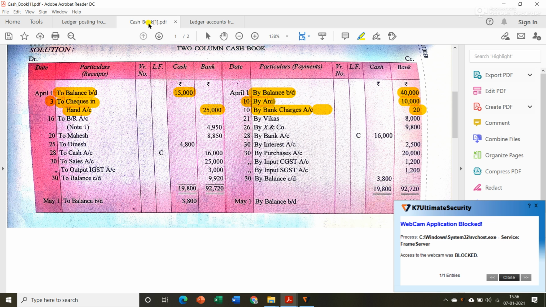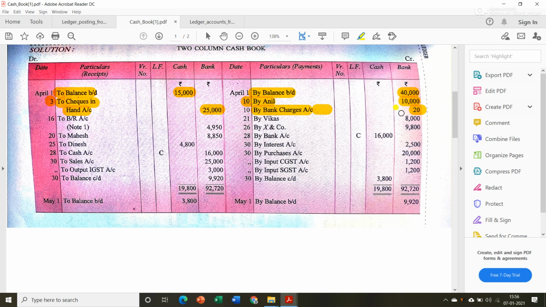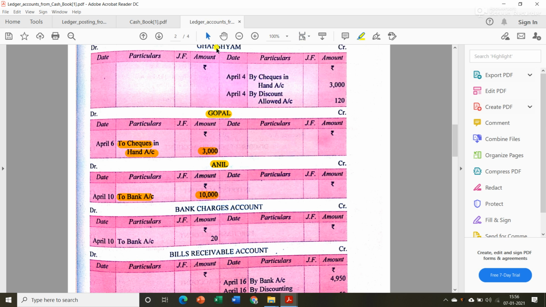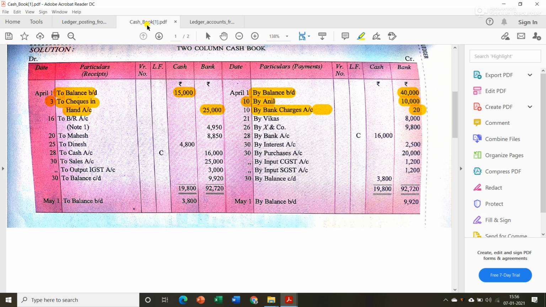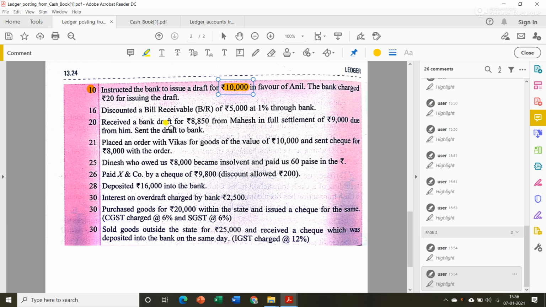Okay, finish. Then the next account is the bank charges account rupees 20. Again this is appearing on the credit side of our cash book, so we will prepare the bank charges account and we will write on the debit side to bank account rupees 20. Since these two are bank, we don't have to prepare any bank account. Okay, so let us see the next transaction.